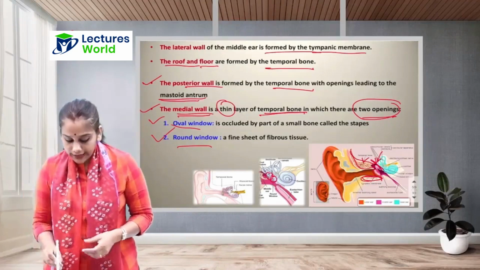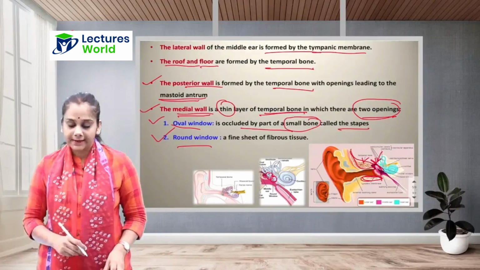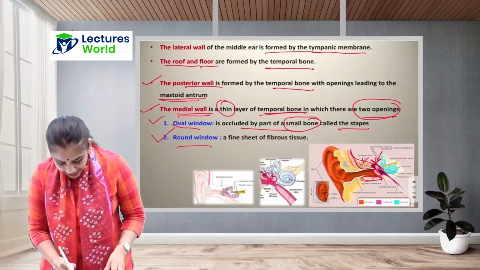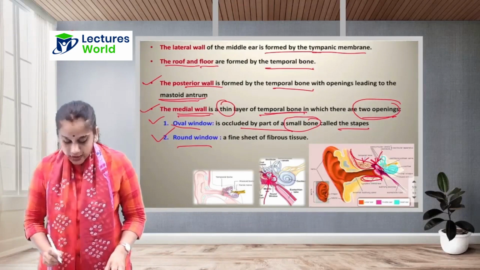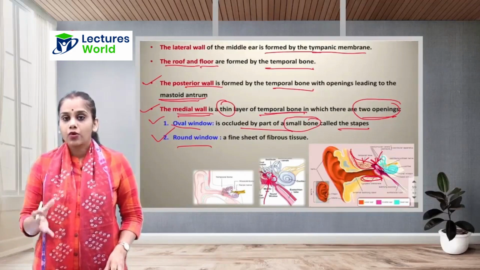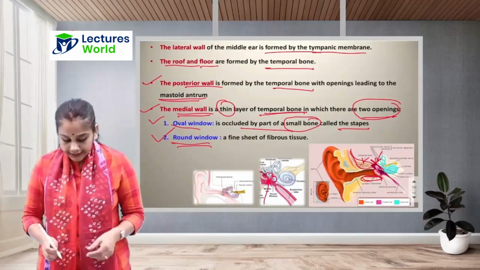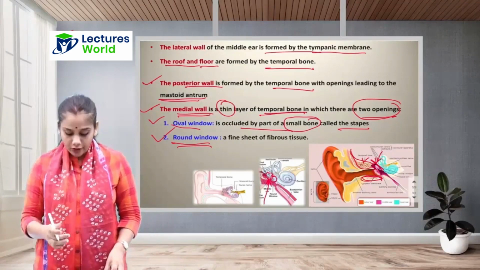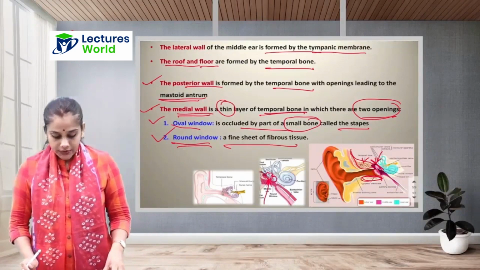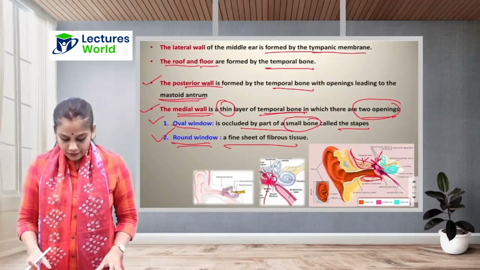What is the oval window? It is occluded by a part of the small bone called the stapes. You can see in the figure, this is the portion that is occluded by a small bone, that is the stapes. The second one is the round window, which is located below the oval window. It is a fine sheet of fibrous tissue. So this is the structure, or we can say the relationship, of the walls.